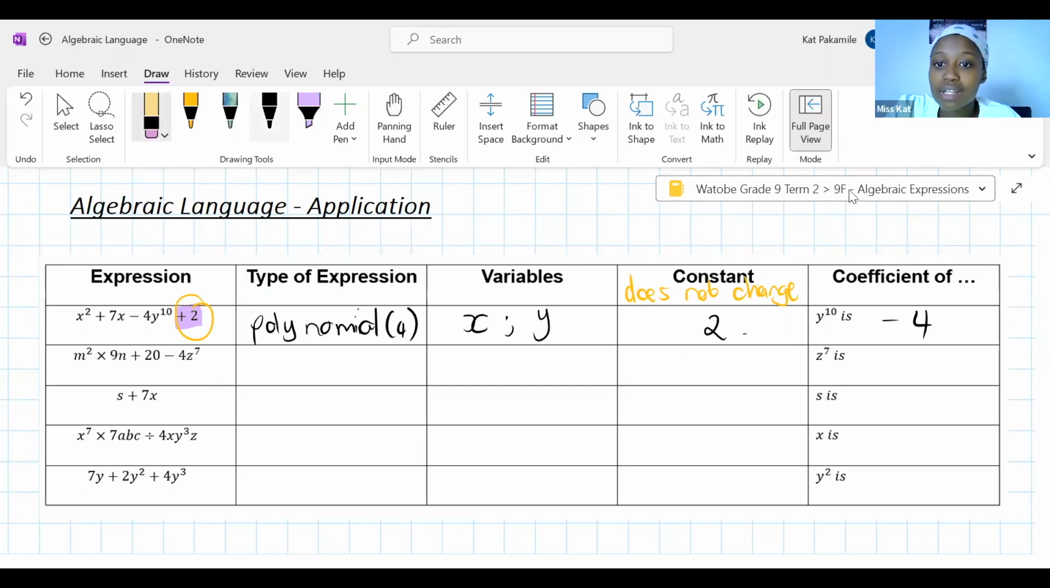And then another thing Oratile has helped me point out is coefficients. Coefficients go with their sign. So when you check here, the coefficient of y to the power of 10 is not just 4, guys. There is a negative there. The value of 4 and -4 are not the same. So you have to specify that it is -4. You cannot just say it is 4.